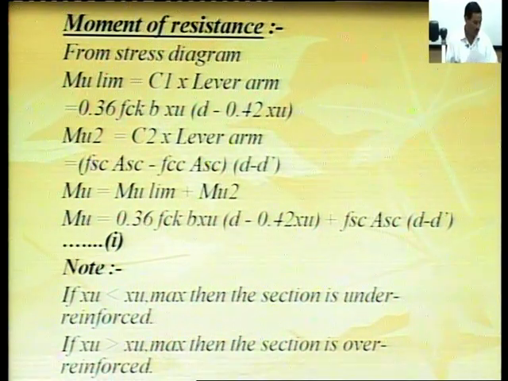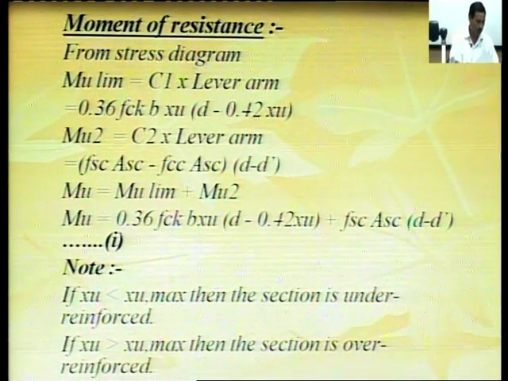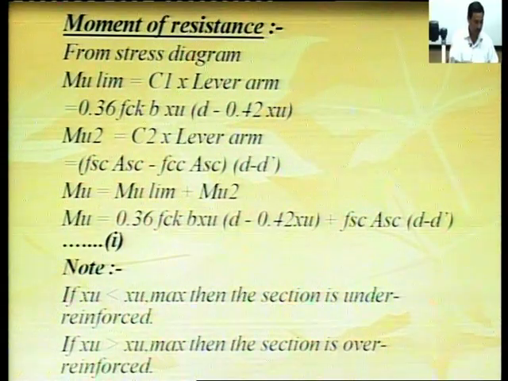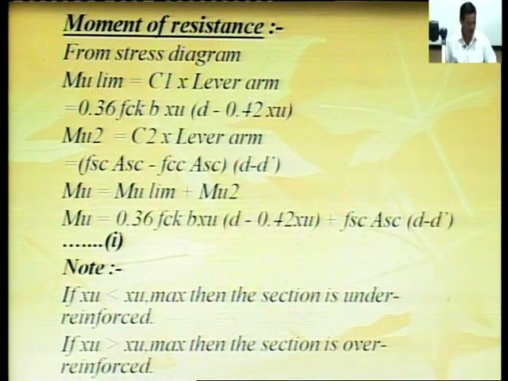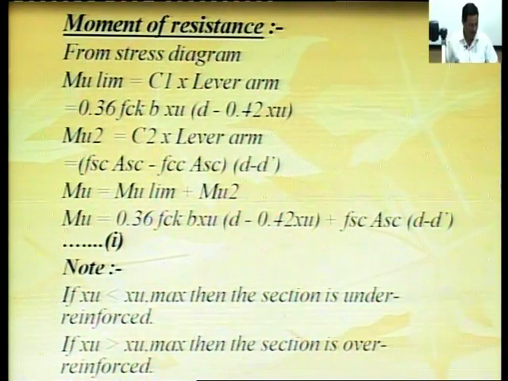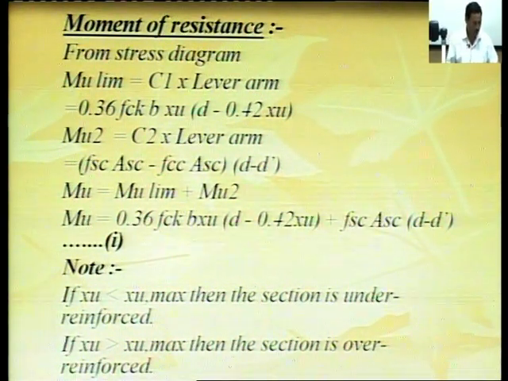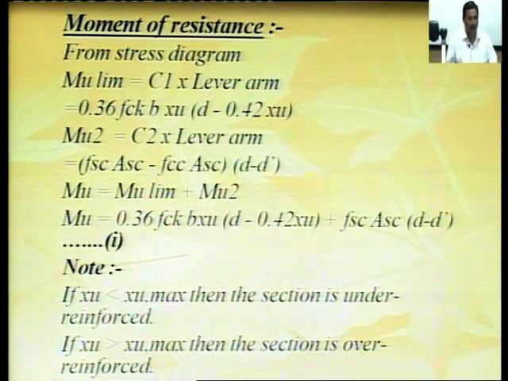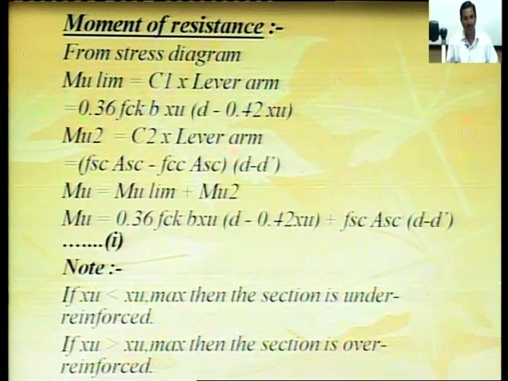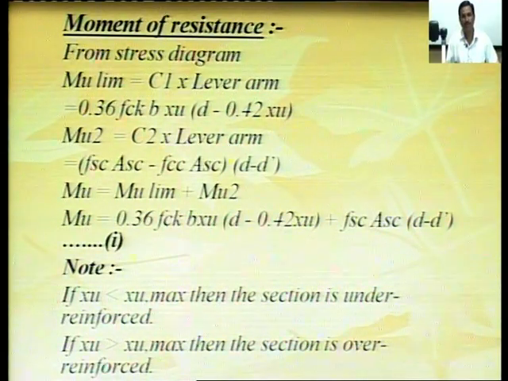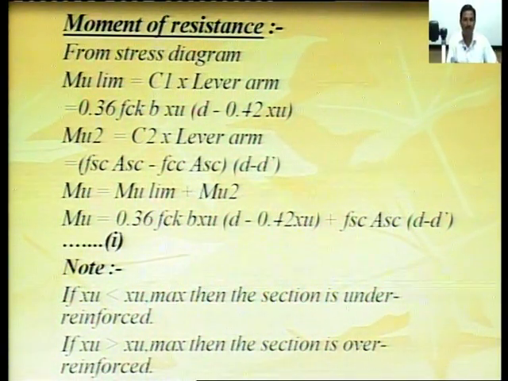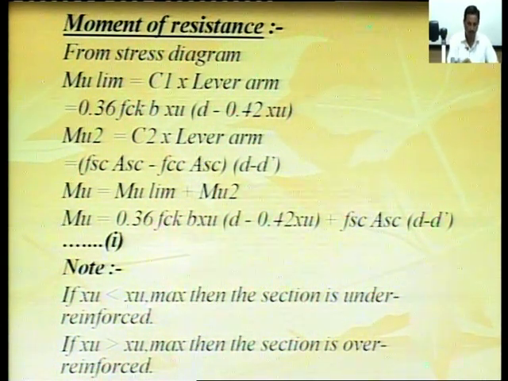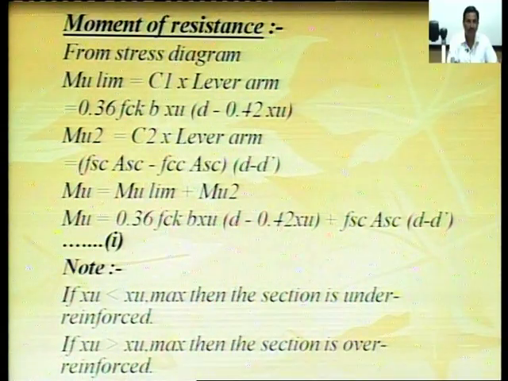The third type of section is the over reinforced section. The section in which concrete reaches the failure strain earlier than the steel reaches its failure strain is called an over reinforced section, and in this section the depth of neutral axis is greater than the maximum depth of neutral axis. So, there are three types of beam section: balanced section, under reinforced section, and over reinforced section.